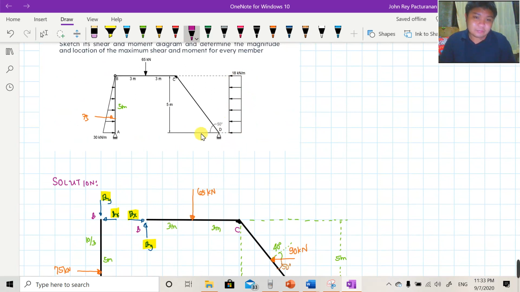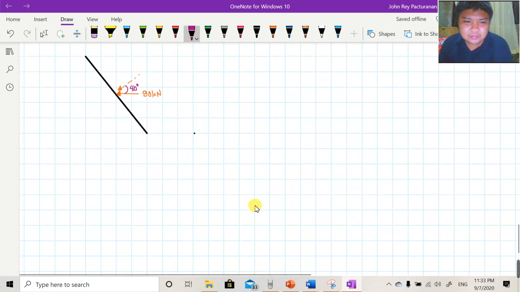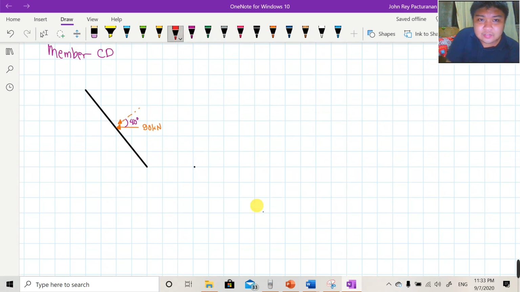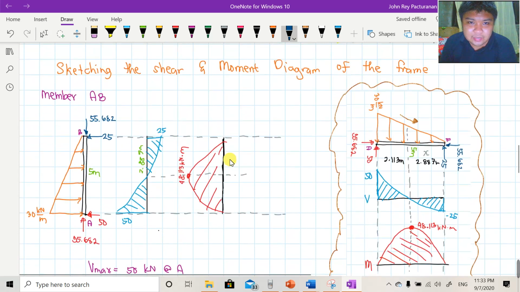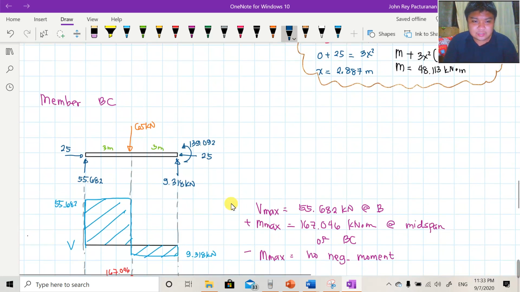By the way, hanapin na rin pala natin, class, yung magiging length ng ating member, di ba? So, therefore, balik tayo dito. Lagay ko muna yung mga reactions, class. So, yung pataas, tapos dito sa C, pababa siya, pakanan, and this time, clockwise na yung moment dito, di ba? Okay, so sulat ko lang yung CY natin. Remember, ikakopy mo lang ito, di ba? Kasi considering BCD na, considering CD, itong member. So, pababa si CY, 9.318, kasi positive siya. Pakaliwa si CX, 25. And si MC natin ay clockwise na. So, 139.092.